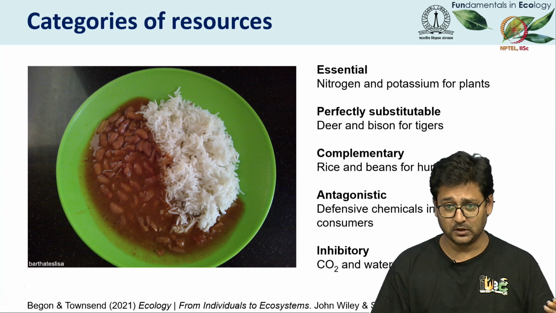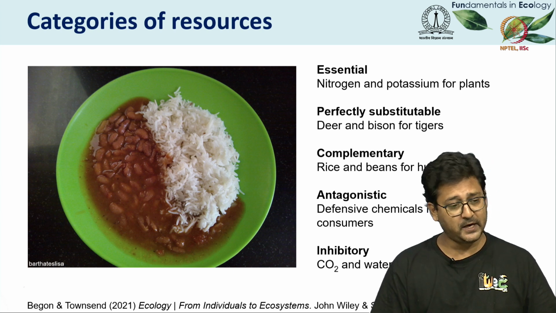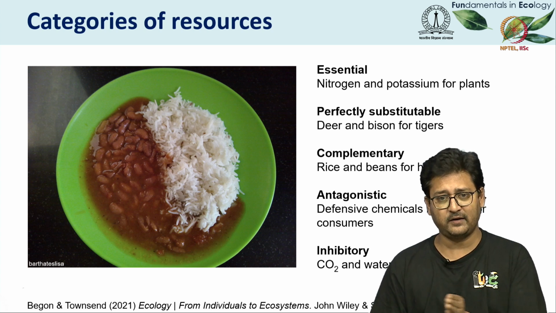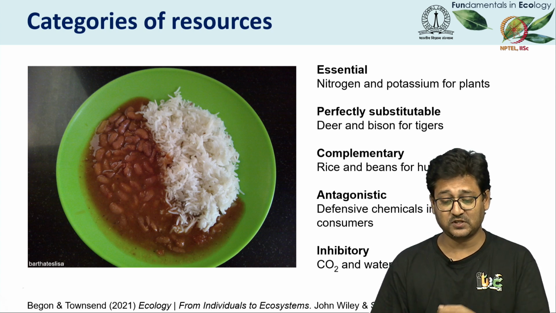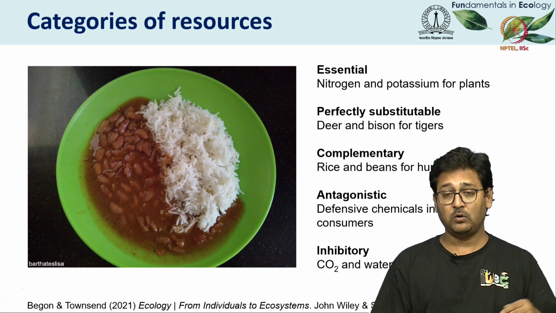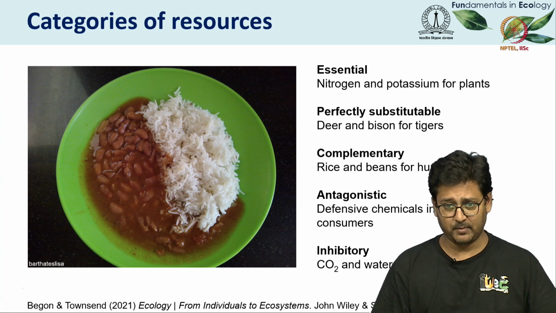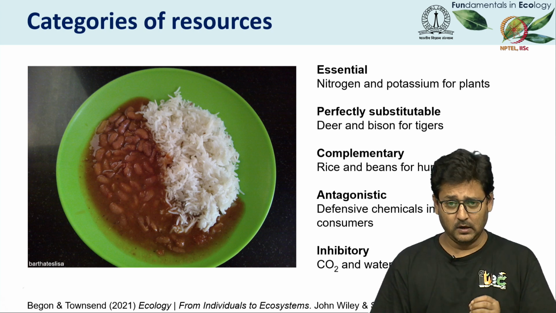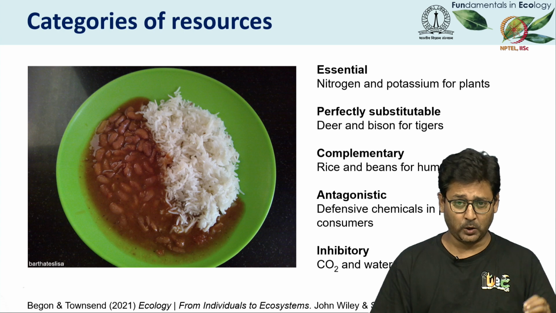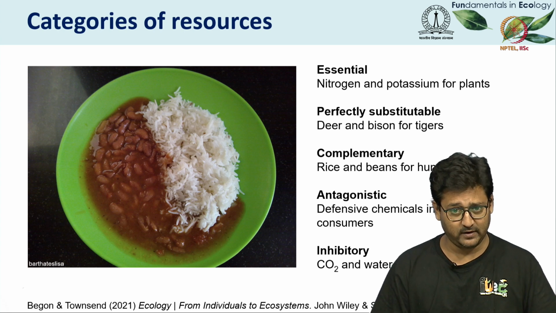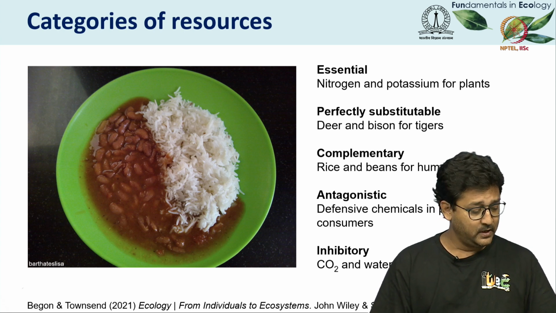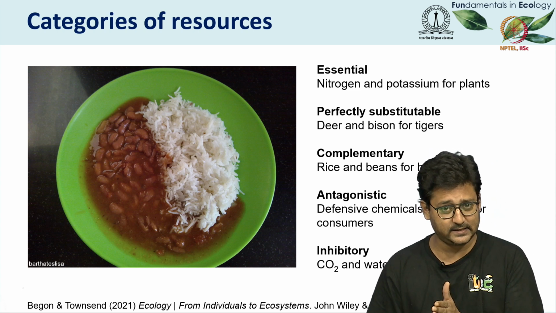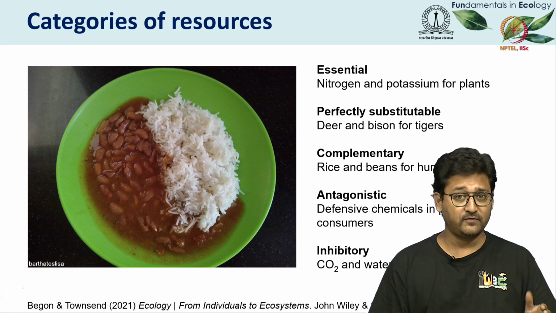And then you have inhibitory resources. These could be essential resources, but if you go beyond a certain point on that resource axis, then those resources are actually lethal. So for example, plants require carbon dioxide and water for photosynthesis. If carbon dioxide and water are not available, then that plant will not be able to survive. But if carbon dioxide and water go beyond certain limits, certain extents, then that is lethal for the plant too.